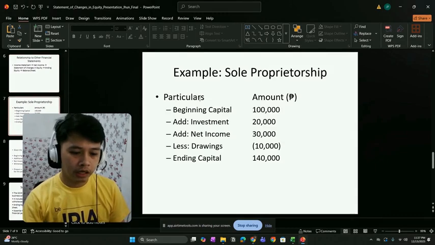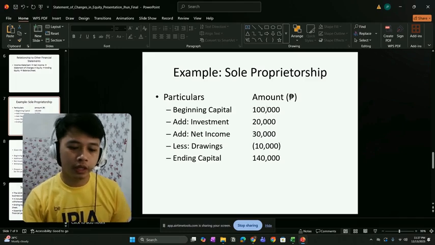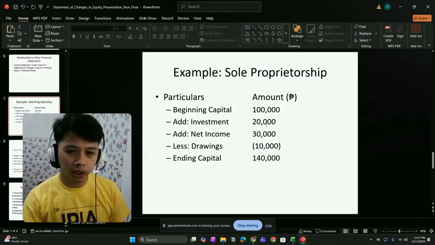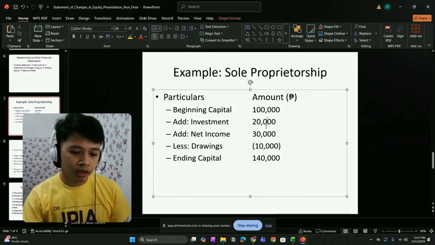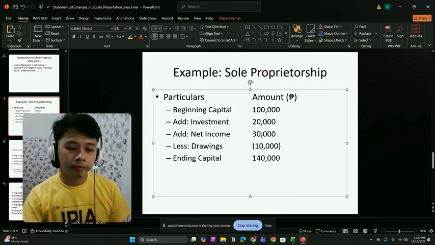So next slide, let us look at the sample statement of changes in equity. So we start at the beginning capital, which is 100,000. So ito yung capital ng owner sa simula ng accounting period. And then we add the additional investment, which is 20,000. This means nagdagdag ng puhunan ng owner during the period, kaya tumaas ang equity. And then we add the net income, amounting to 30,000. Since kumita ang negosyo, this increases the owner's equity.